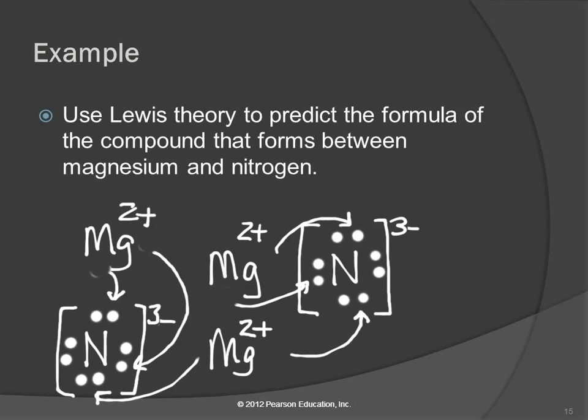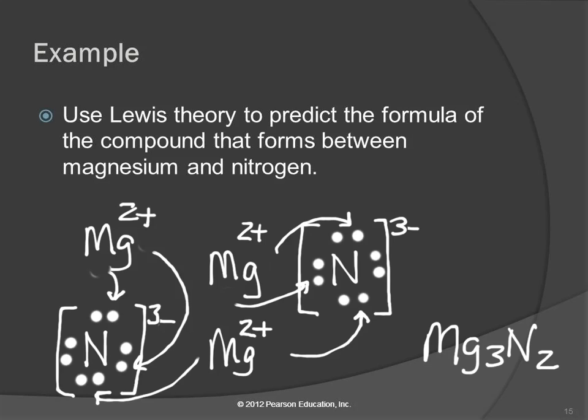So the formula for this compound, we're just going to look at what we've drawn here. We've got 1, 2, 3 magnesiums, so Mg3, and we have 2 nitrogens, so the formula is Mg3N2.